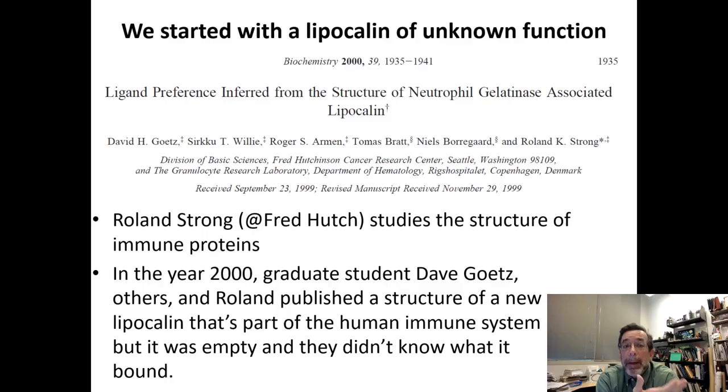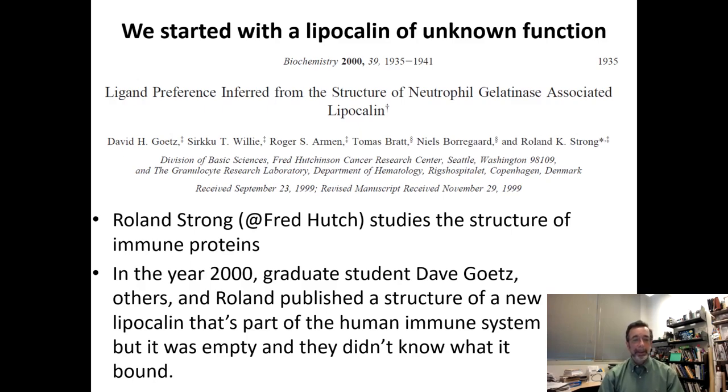So basically, way back in 2000, before I was still in grad school, I worked as a postdoc with Roland Strong. Roland Strong at the Fred Hutch was my PI when I was a postdoc. Before I became a postdoc, he studied the structure of immune proteins, and his graduate student at the time, Dave Getz, and they published a structure of this new lipocalin they were interested in, and it started with an unknown function. So they gave it a really terrible name called NGAL.